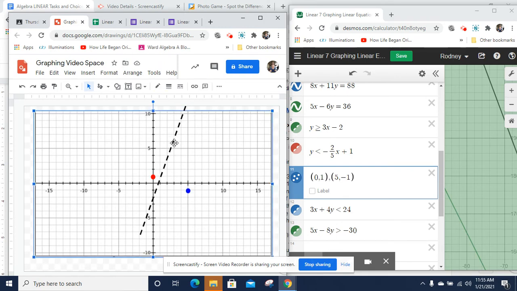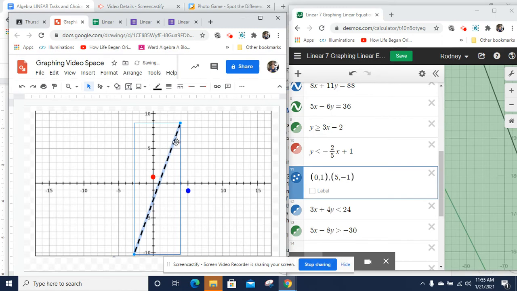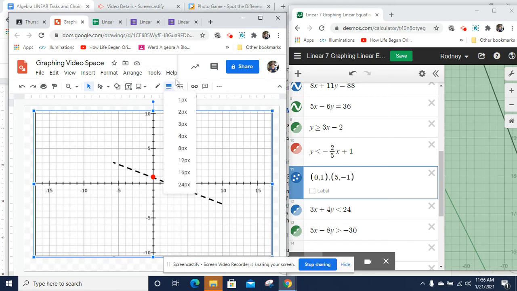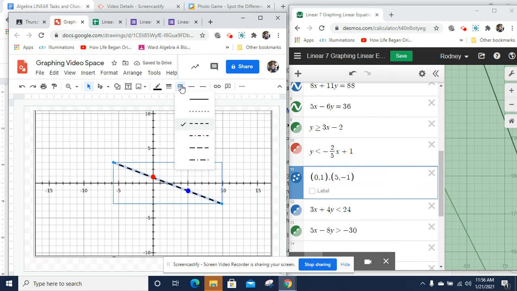Now I just need to grab my line. Okay, grab that line and move it up a little bit to line it up. And now, should it be dashed or should it be solid? Well, why is it not coming out as solid? Let's see what happened here. That line ought to be. There we go. So should it be solid? No, it shouldn't be because it's not or equal to. Since it's not or equal to, it needs to be a dashed line.